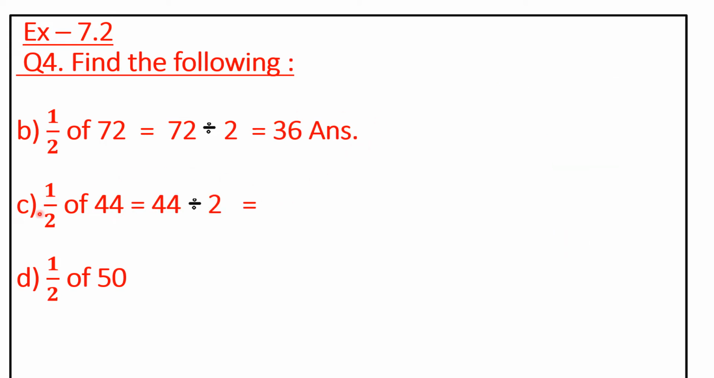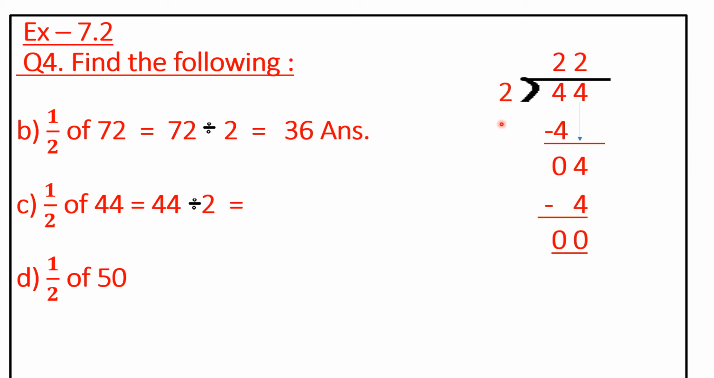Now move to question number C. Half of 44 means 44 divided by 2. Again in the table of 2 you will not get 44. So again we will do here long division. So let's do it. You will show all the long divisions in your rough column. 2 2s are 4. 4 minus 4 is 0. Now you copy this digit 4. Now again 2 2s are 4. And subtract, here you are getting 0. Now no more digits now. So your answer is 22. So you write here 22.